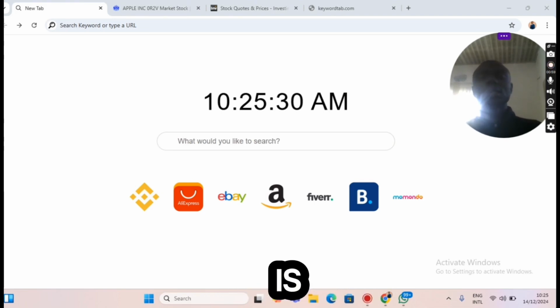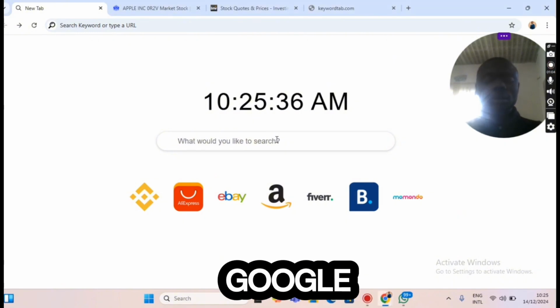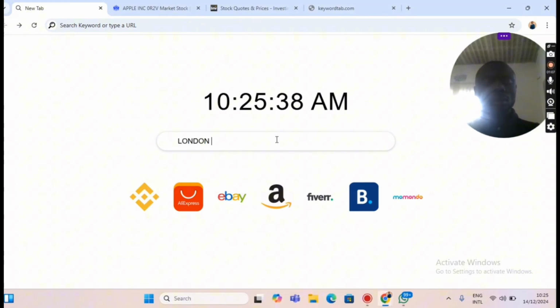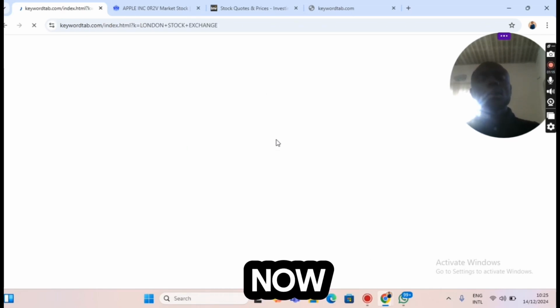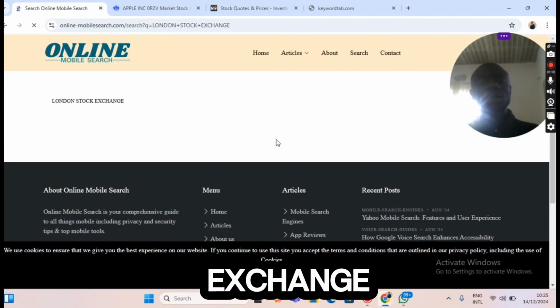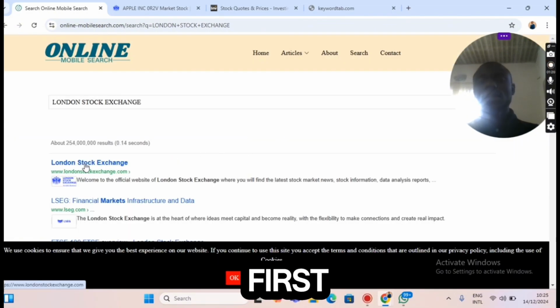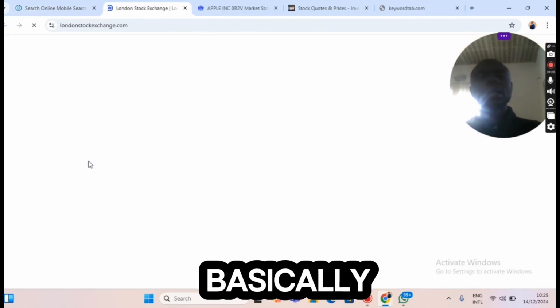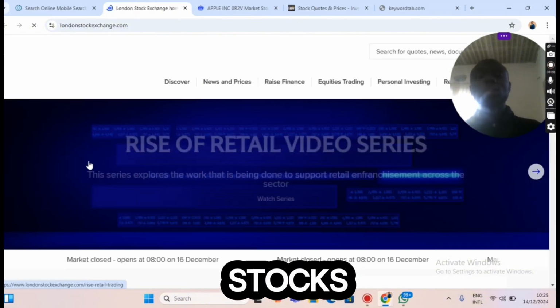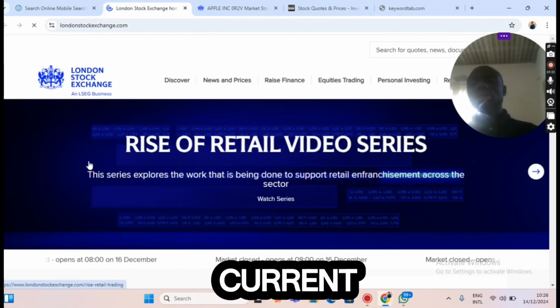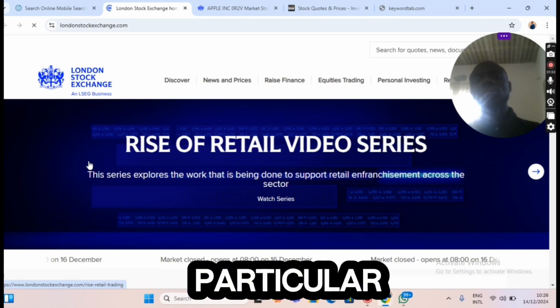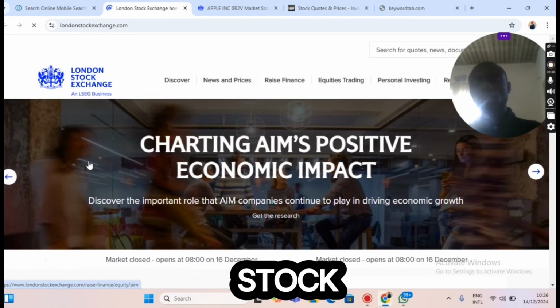Now, the first thing to do is to type on Google, London Stock Exchange. Once you click on the first one, you can see that London Stock Exchange. This is basically for when you want to buy stocks and you want to know the current price of that particular company's stock.